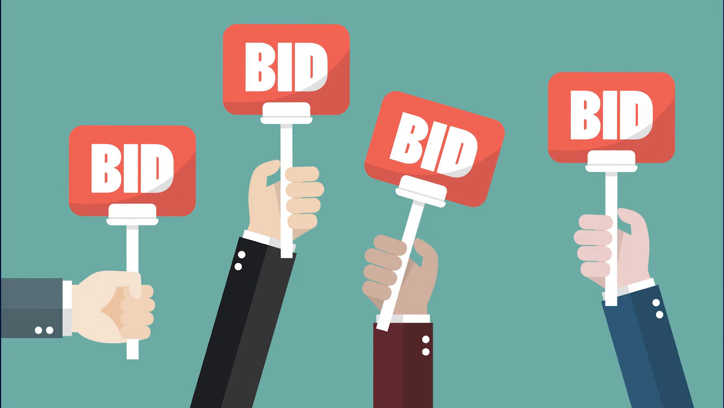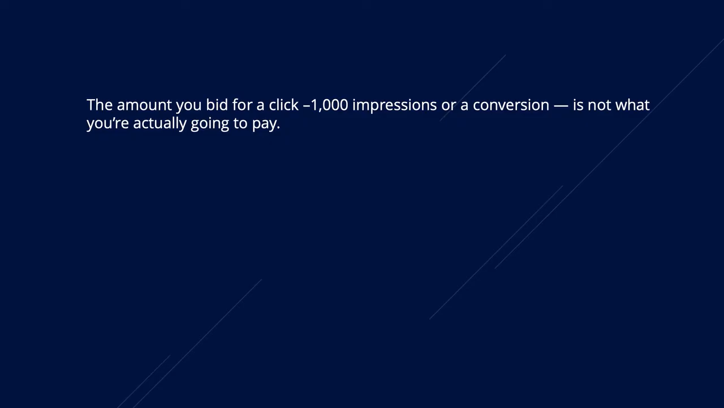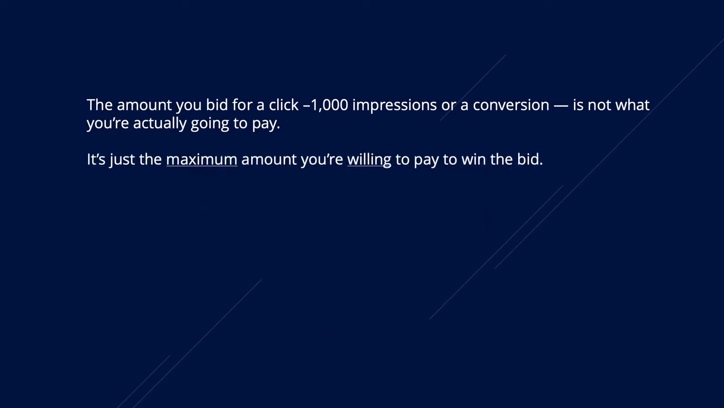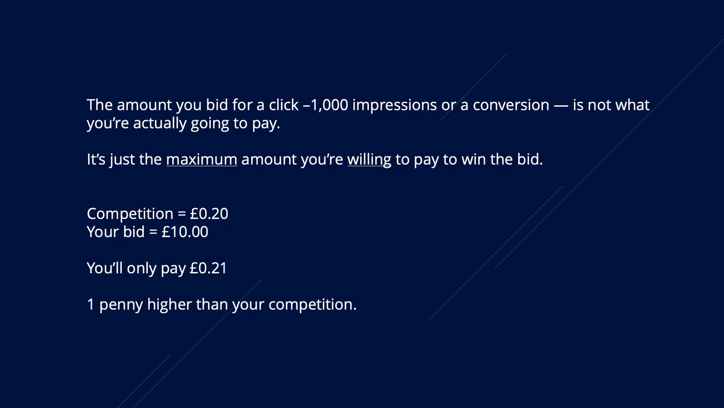The amount you pay for a click or 1,000 impressions or a conversion is not what you're actually going to pay. It's just the maximum amount which you're willing to pay to win the bid. Now, it's good to note that Facebook will always make you pay only the lowest amount possible to win the bid to have your ad displayed. That means if your competition has a bid of 20p and you have a bid of £10, then you'll only have to pay 21p because it's only 1 penny higher than your competition.